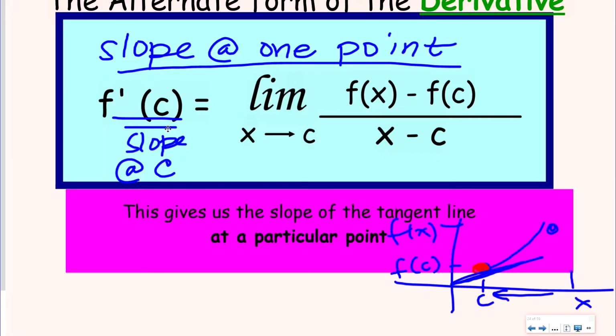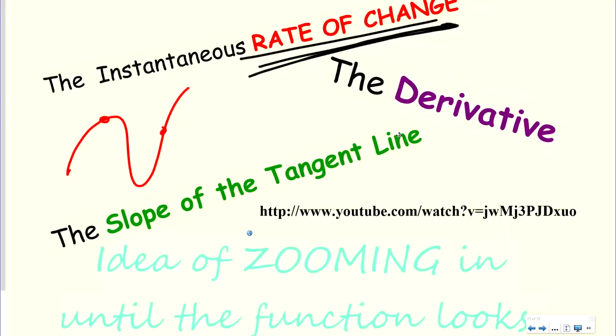And then if you want to find the alternate form of the derivative, that's the slope at some point, instead of saying x here, you have the value of x, like 2 or 3 or 4. So this is called f prime of c. The derivative at c is equal to, again, the alternate definition of a derivative. So these are all synonyms: instantaneous rate of change, the derivative, and the slope of the tangent line.